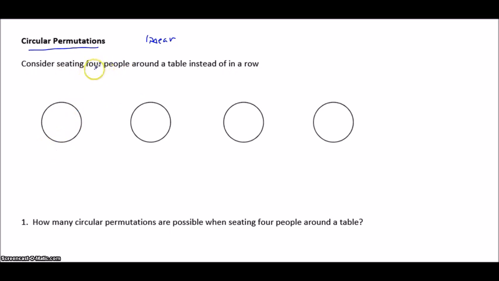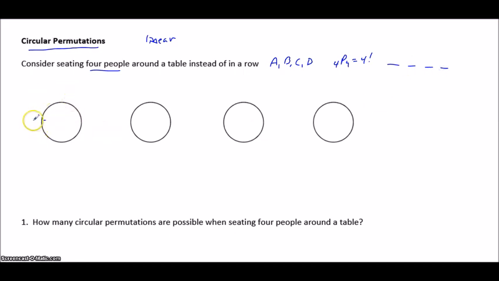So let's think about seating 4 people around a table. We're going to call them A, B, C, and D. If we were going to seat them in a row instead of around a table, and I asked you how many ways we could seat them in a row, this would simply be 4P4, or 4 factorial, the number of ways A, B, C, and D could be seated in a row of 4.